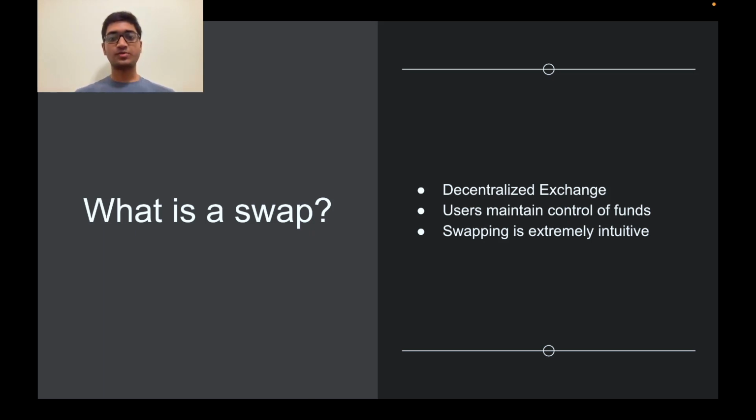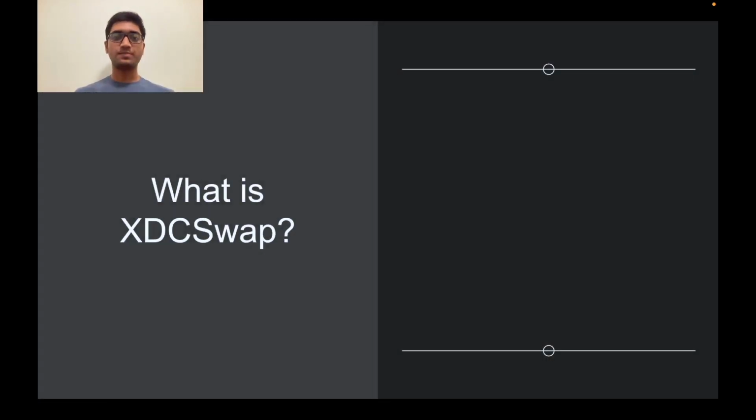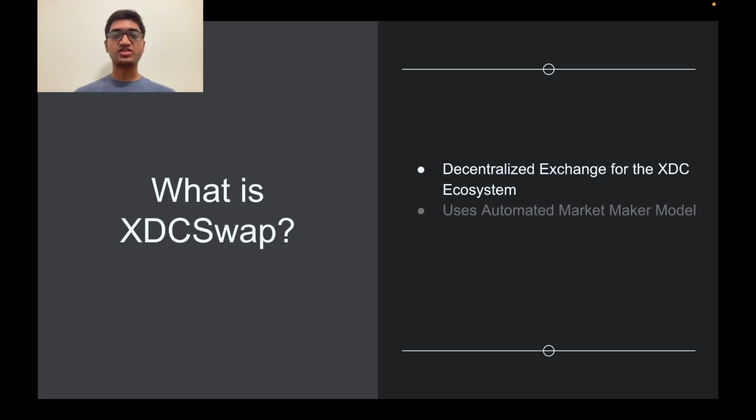For the end users, swapping is extremely intuitive. A user just has to pick an input token and an output token. They specify the input amount, and the protocol calculates how much of the output token they'll receive. Then the execution is done with one click, where the output token is received in the user's wallet immediately. XDCSwaps is XDC's decentralized exchange to swap between different tokens in the XDC ecosystem. XDCSwaps uses an automated market maker as its model.